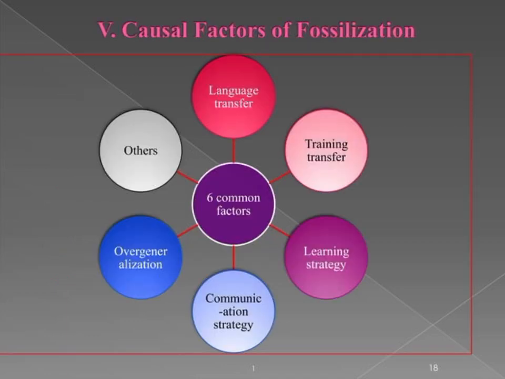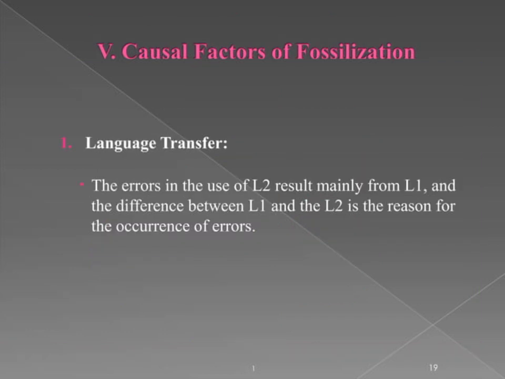So we have some causal factors of fossilization. We have language transfer, training transfer, learning strategy, communication strategy, overgeneralization, and others. These are the six common factors. So, language transfer: the errors in the use of L2 result mainly from L1, and the difference between L1 and L2 is the reason for the occurrence of errors.